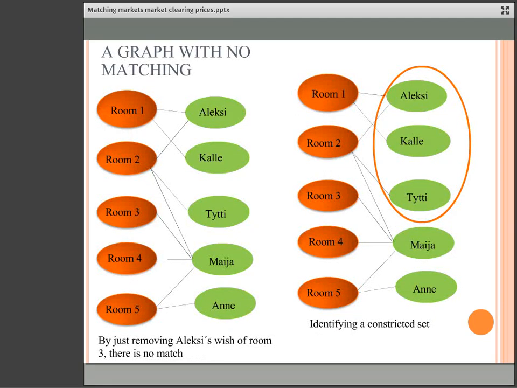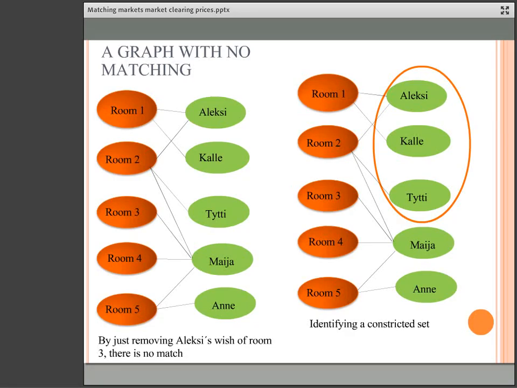By just removing room number 3 from Alexei's wish list, you end up with a situation which has been identified on the right, and this is known as a constricted set. It basically means that when you look at the whole picture, there are 3 persons, Alexei, Kalle and Tytti, and when you look at their wish lists, there are only 2 rooms on all of them. They are either room 1 or room 2, and there is no way you can give these rooms to 3 people. There are only 2 rooms, but there are 3 persons. This is a constricted set.